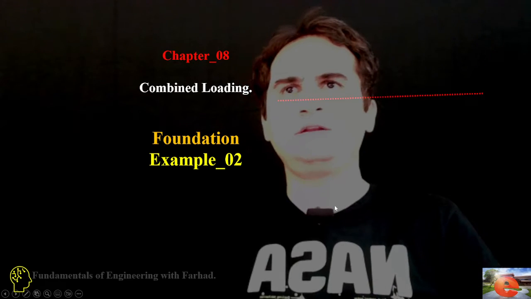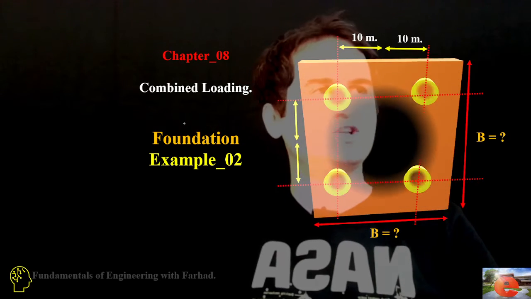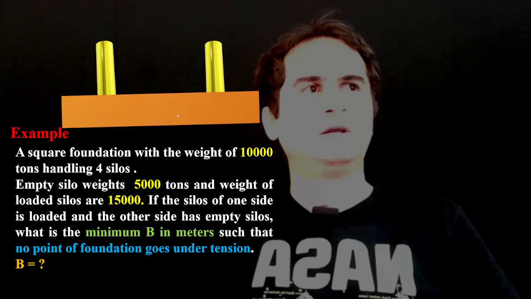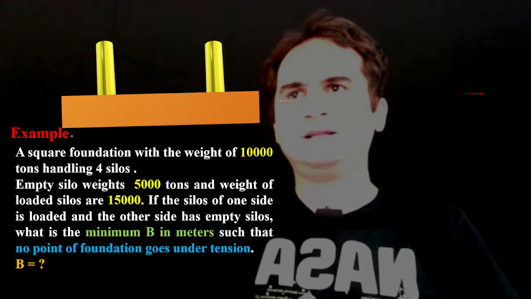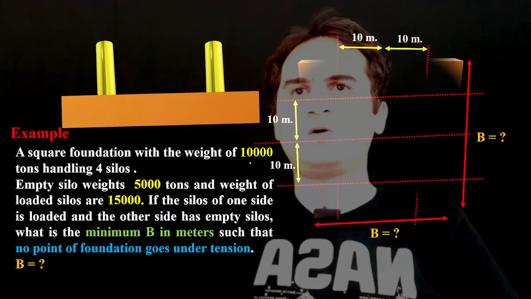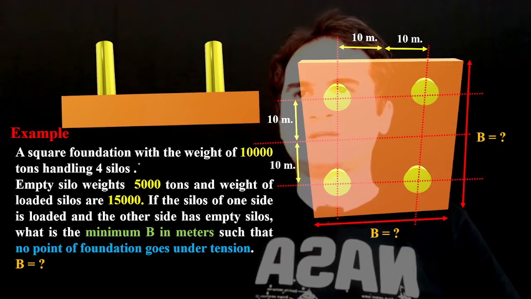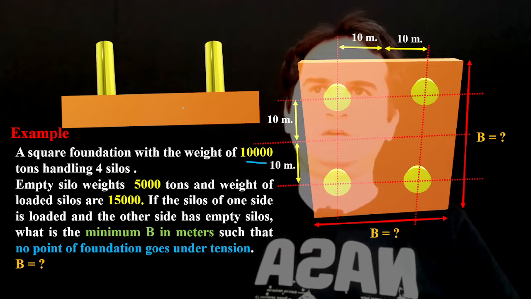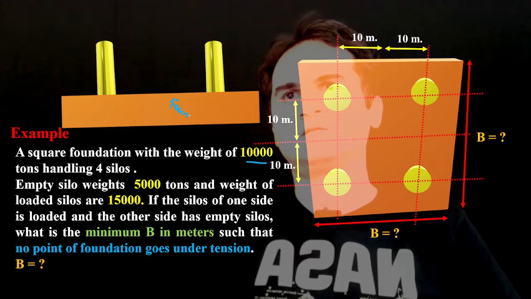Chapter number 8, Combined Loading, Foundation Example number 2. In this example, we want to study the effect of a square foundation with the weight of 10,000 tons, handling the weight of the foundation itself.